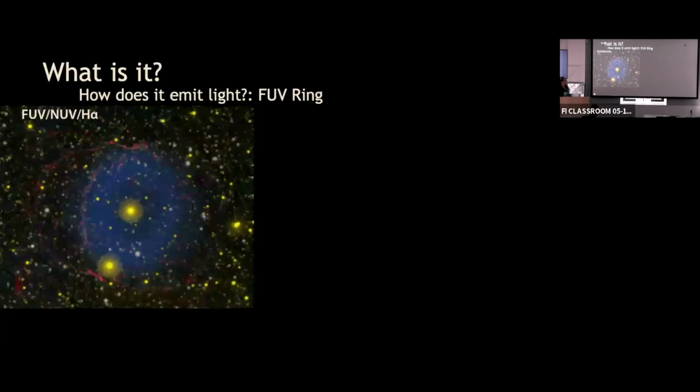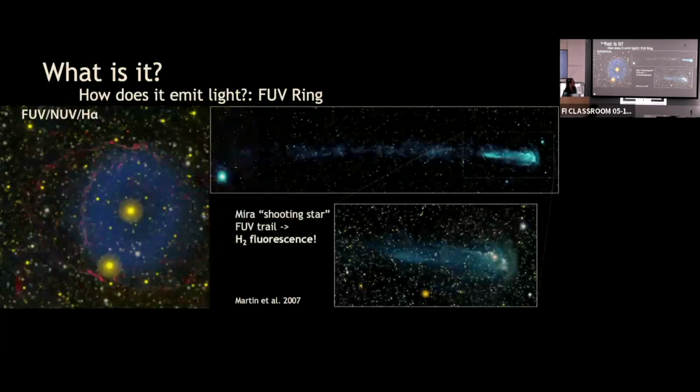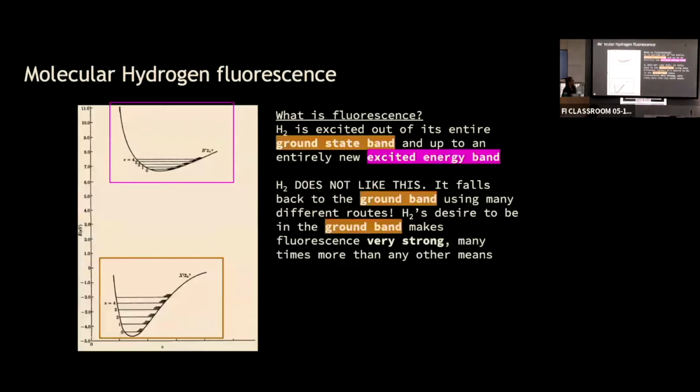Okay, so let's start with the far ultraviolet ring. How does that emit light? Well, let's go back to our example of this star, the shooting star that we caught in the far ultraviolet. In this case, the far ultraviolet light was attributed to molecular hydrogen fluorescence. This process is when we have molecular hydrogen that's found in its ground electronic band. So it kind of likes to sit there most of the time when possible. But sometimes, especially if it receives energy from some source, it can get kicked up into a very excited electronic band.